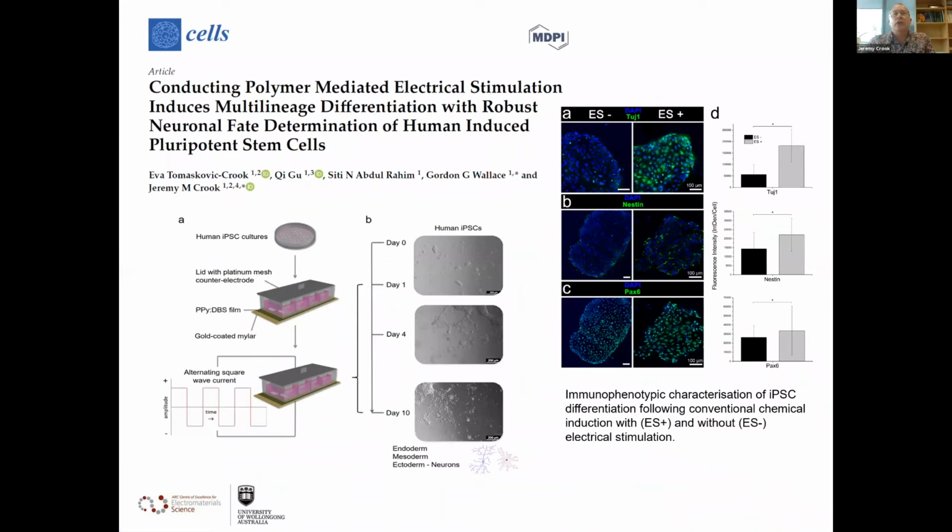Now, extending our earlier film-based 2D or planar studies, we recently reported using electroactive polypyrrole with DBS to modulate fate determination of human iPSCs. Again, it wasn't particularly surprising to find that eSTIM similarly augmented neural induction of iPSCs when combined with the usual cocktail of chemical inducers.